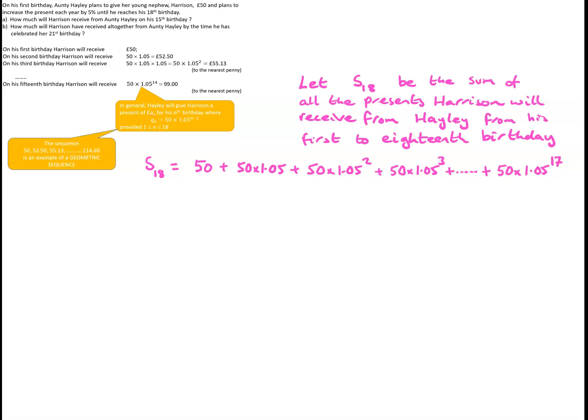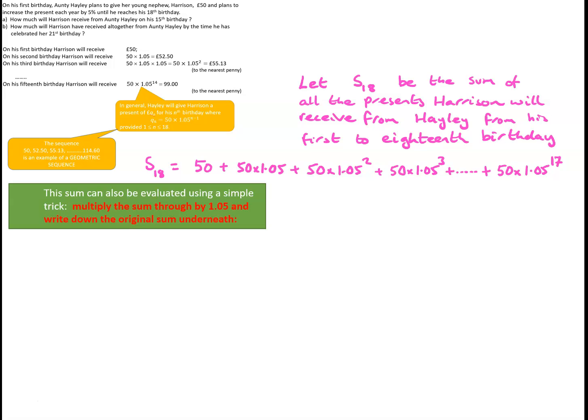50 times 1.05 squared is his third birthday present. 50 times 1.05 cubed is his fourth birthday present, and so on all the way along to the 18th birthday present, which will be 50 times 1.05 to the power 17. Now this sum can actually be evaluated using a fairly simple trick.